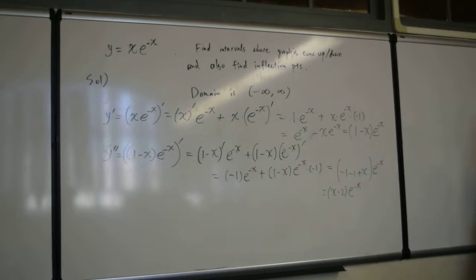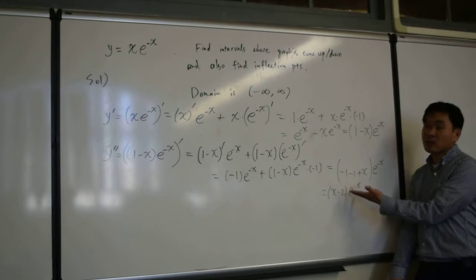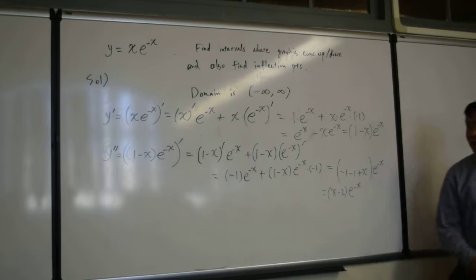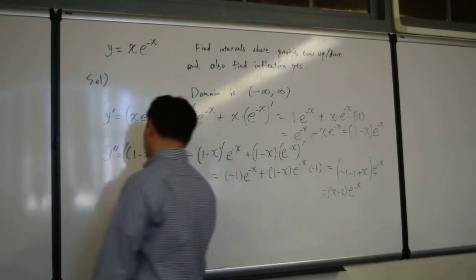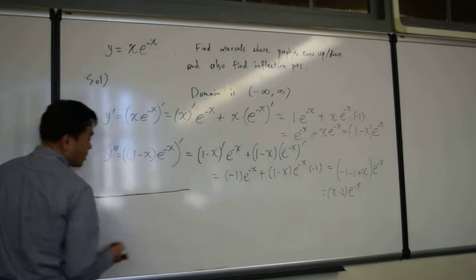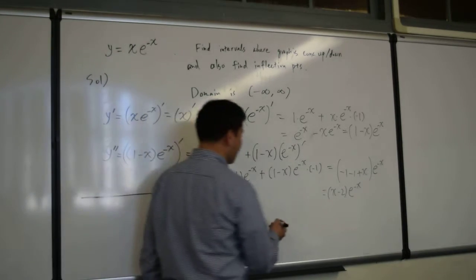Now we have to figure out the sign of y double prime, because we know that when y double prime is positive, it's concave up. If this is negative, it's concave down. How do we do that? We first put the number line, mark the point where y double prime is equal to 0.